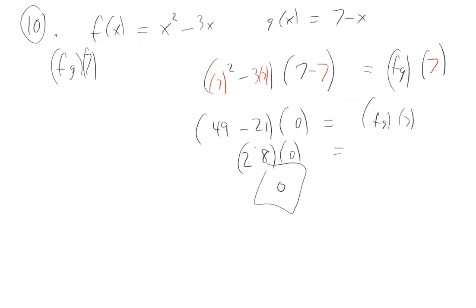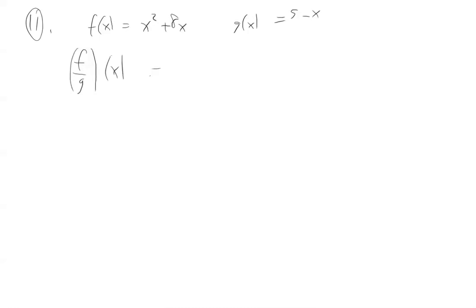All right, now let's try to do number 11. So this one says f of x equals x squared plus 8x, g of x equals 5 minus x. So what is f over g of x? Well, all that means is you just take the formula of f of x, and you put it over the formula for g of x. So f over g of x is just x squared plus 8x over 5 minus x.